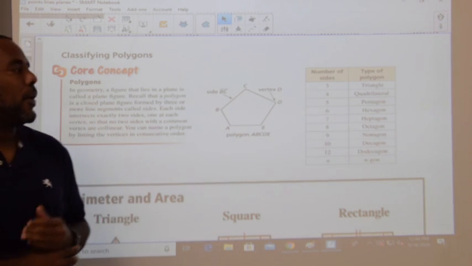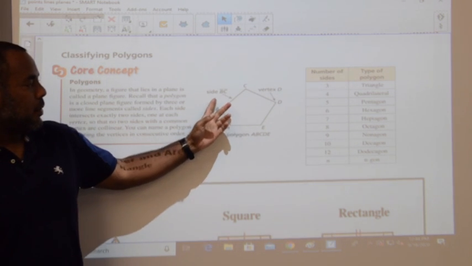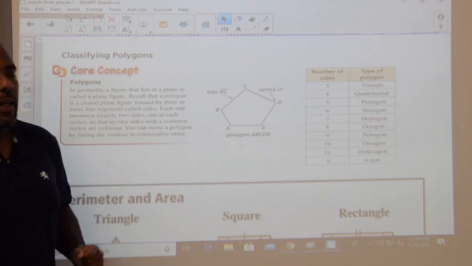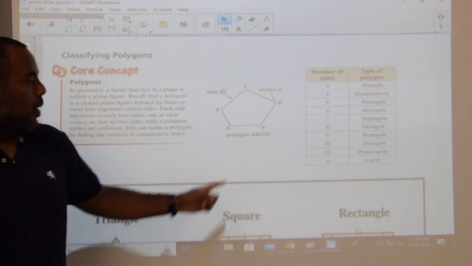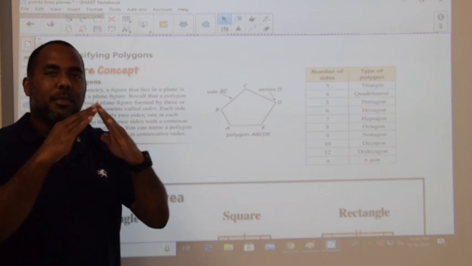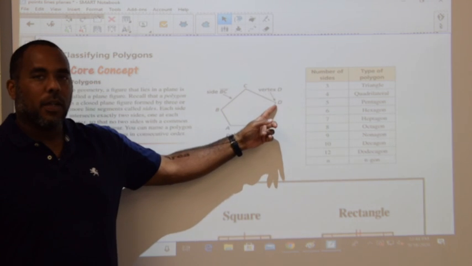So you can have a 15-gon. Things that you should know here is that from B to C, we would call that side BC, if you're looking at that piece here. Here we have what we call a vertex, which is where the pieces meet. That's going to be your vertex.